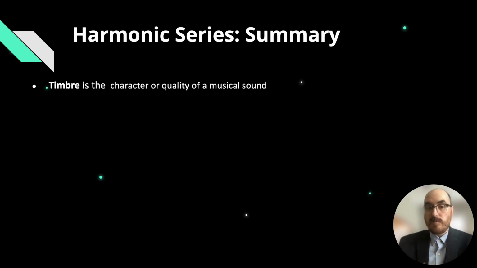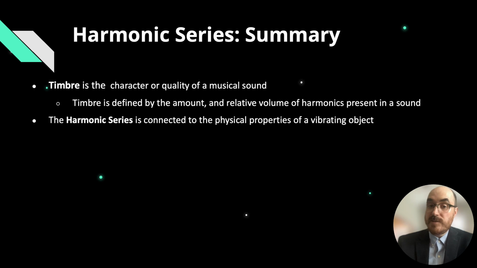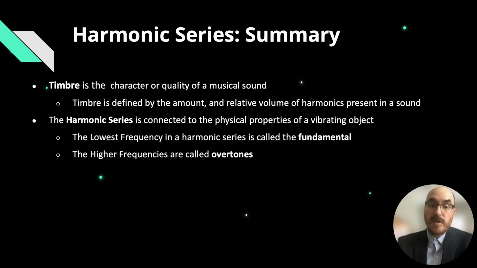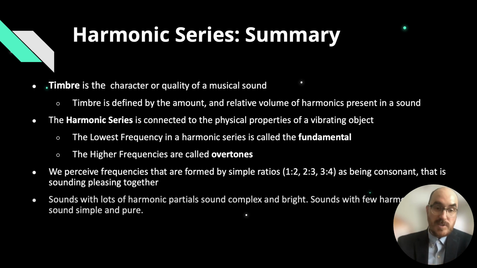So to summarize, right, timbre is the character, the quality of musical sound. Timbre is defined by the amount or relative volume of harmonics present in the sound. The harmonic series is connected to physical properties of a vibrating object, right? It's important to connect students with this idea that if an object is vibrating, the physical vibrations, whether it's a flute or a guitar, cause that harmonic series. The lowest frequency is called the fundamental, higher frequencies are called overtones, right? They're based on simple ratios.